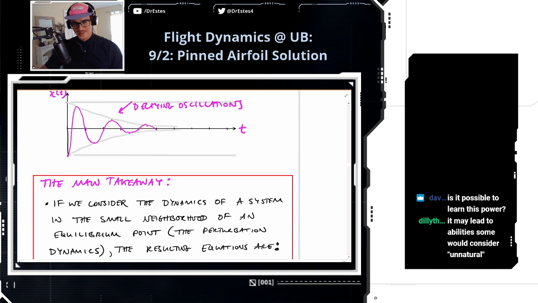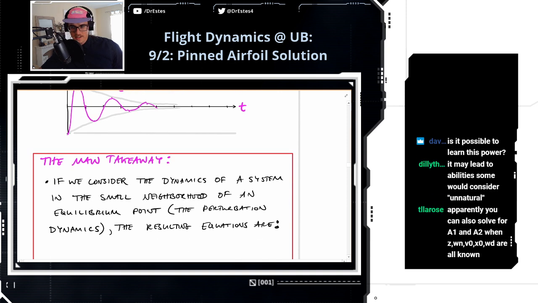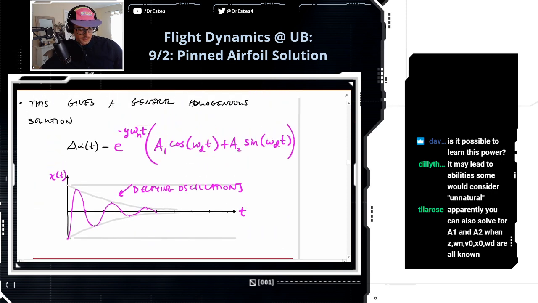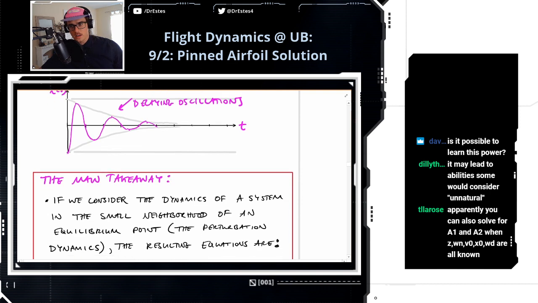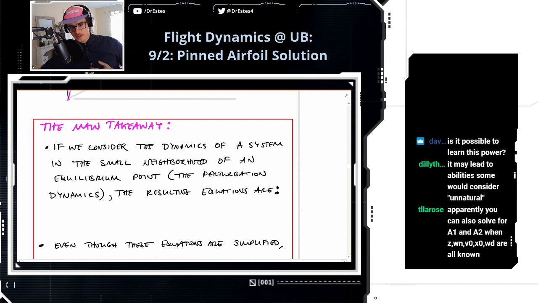It may lead to abilities some would consider unnatural. Thank you, Palpatine. Apparently, you can also solve for A1 and A2. You can also solve for A1 and A2 in this case, although we won't go through all the details here. Thank you for that, though.